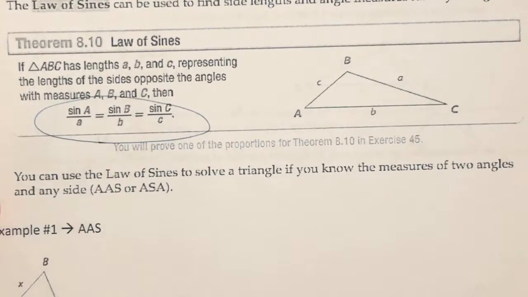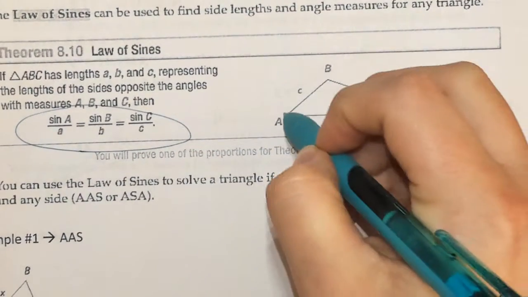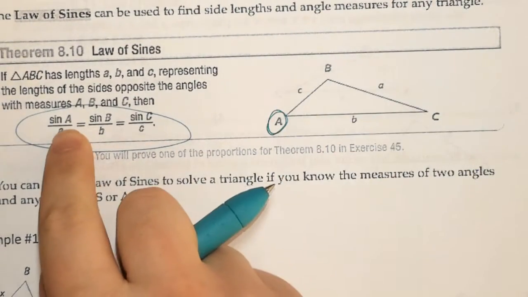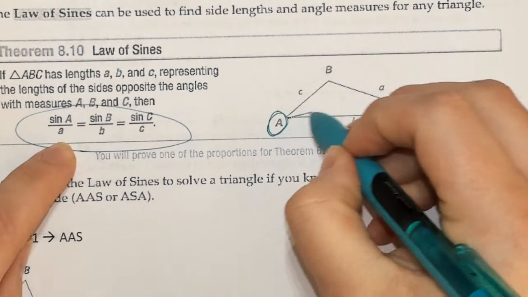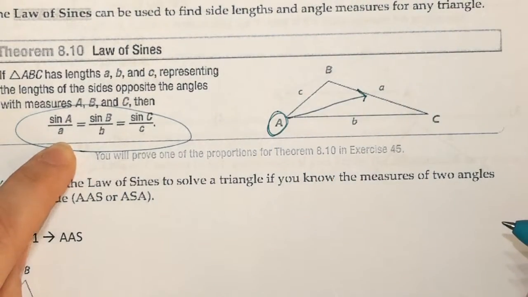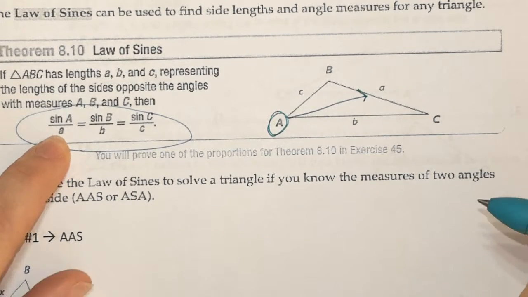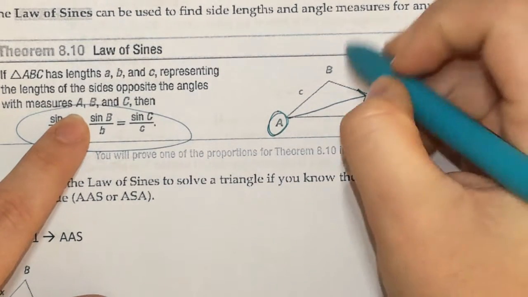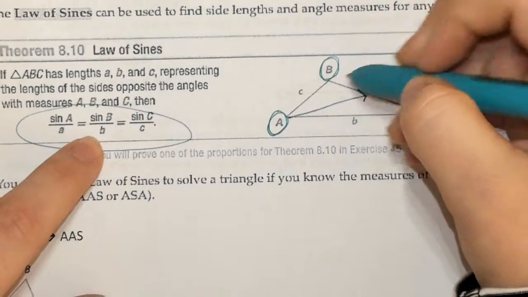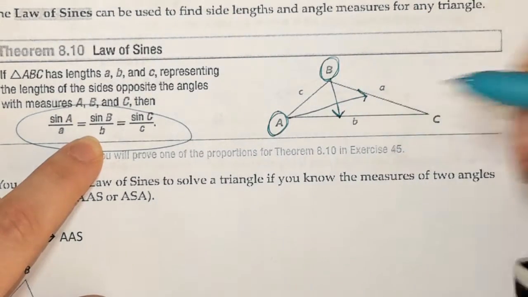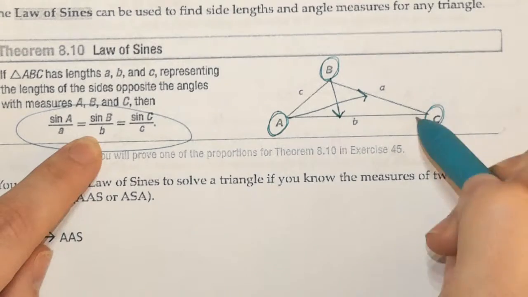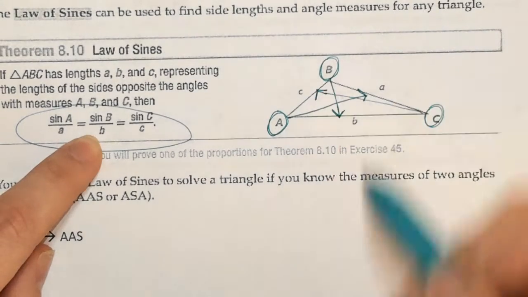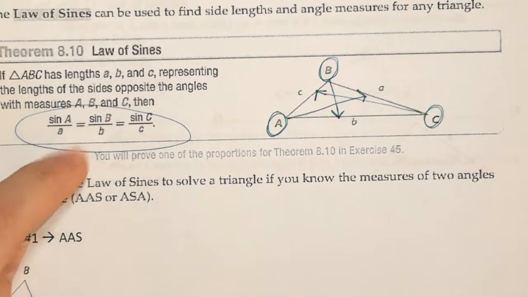So here's the basis of it. Your angle A, so you're going to always use the sine of A, and then below it is going to go whatever's across from it. So side A. And then if we use angle B, whatever's across from it goes below it. And then if you use angle C, whatever's below it is across from it. Does that make sense? Yeah.